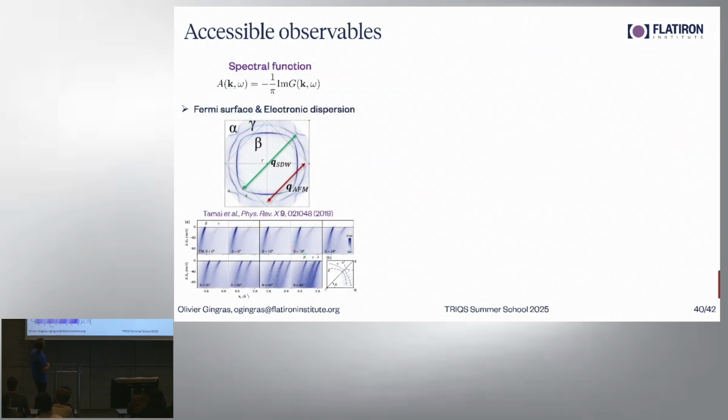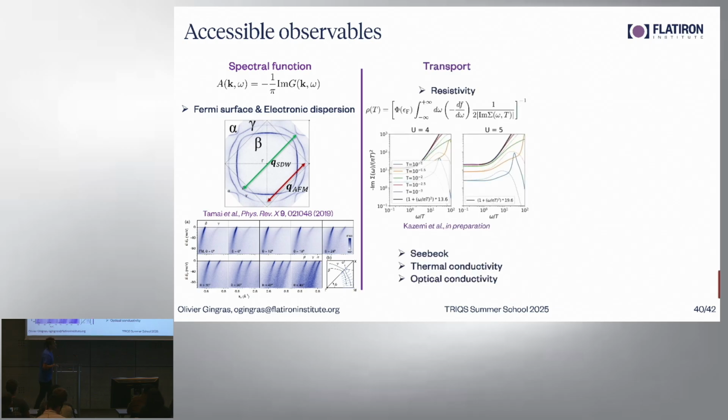Okay, and just in the end, this is my last slide about accessible observables. So the spectral function, again, to get the Fermi surface and the dispersion. But there are also endeavors of developing other observables like transport properties. This existed in previous codes. Right now, it's coming along. Let's say I'm not sure, I don't have a date for that.